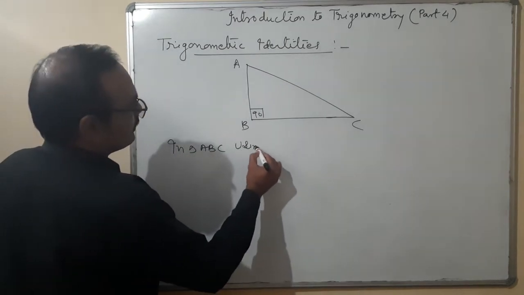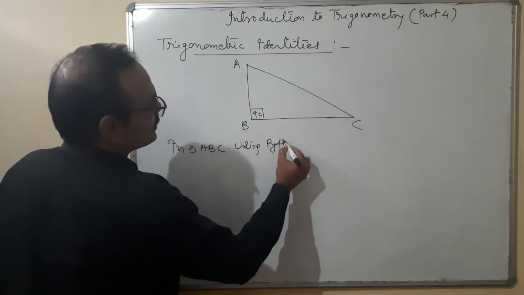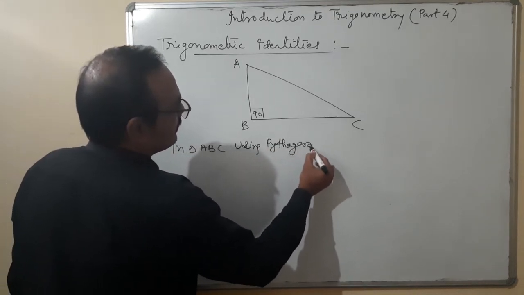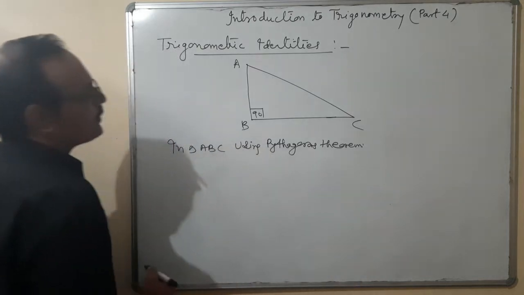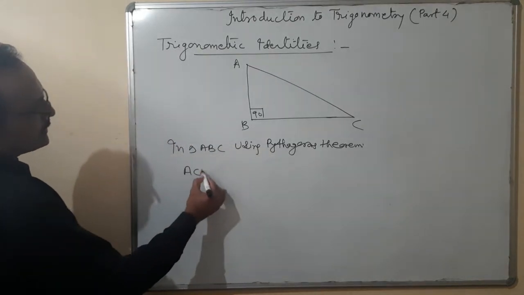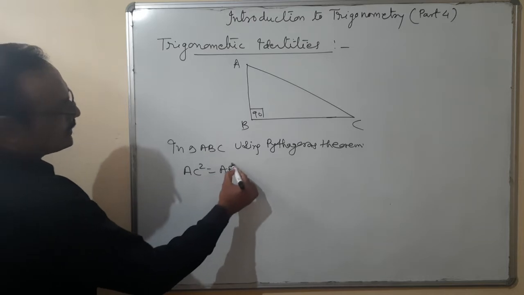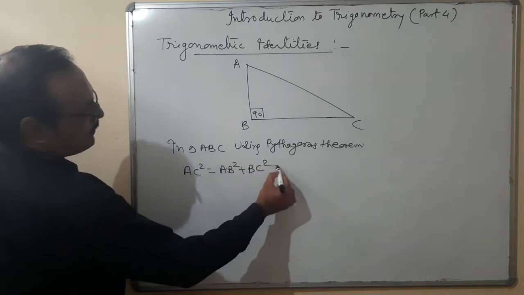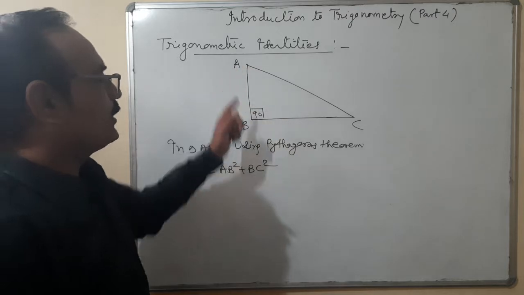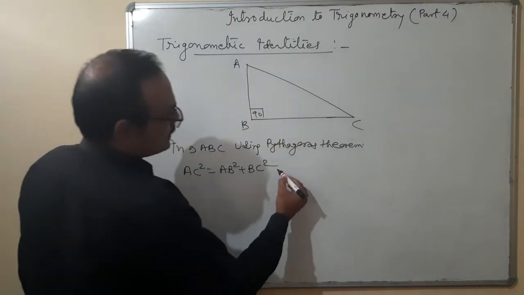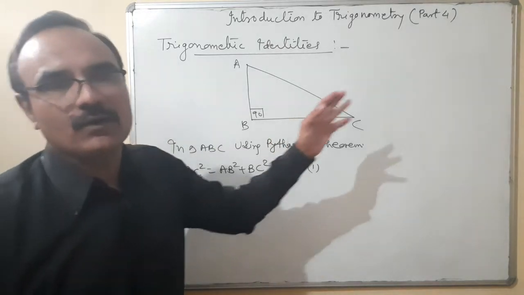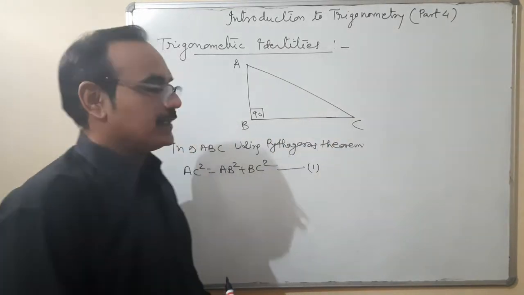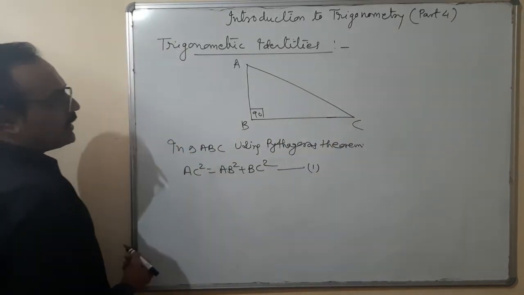using the Pythagoras theorem, AC square is equal to AB square plus BC square. Okay. I am giving this equation number 1, because I'll use the same equation and after that find all three trigonometric identities. First of all, I am doing it.